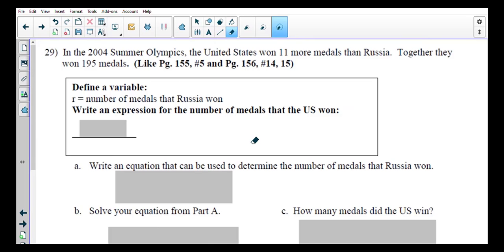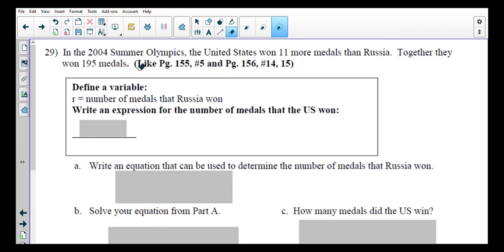So let's take a look at number 29 to begin. In the 2004 Summer Olympics, the United States won 11 more medals than Russia. Together, they won 195 medals. A. Write an equation that can be used to determine the number of medals that Russia won. B. Solve your equation from part A. C. How many medals did the U.S. win? So this is a step above some of the previous word problems we saw.